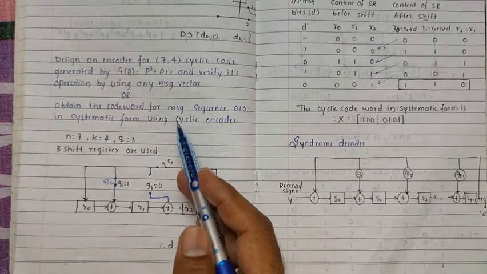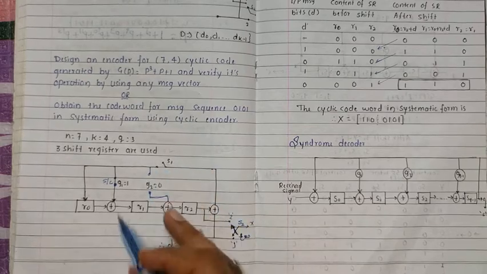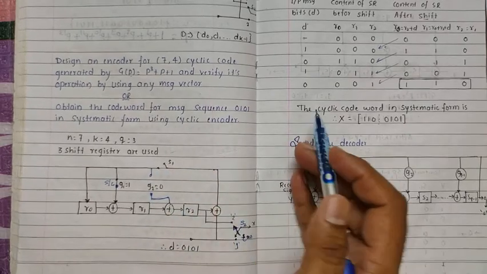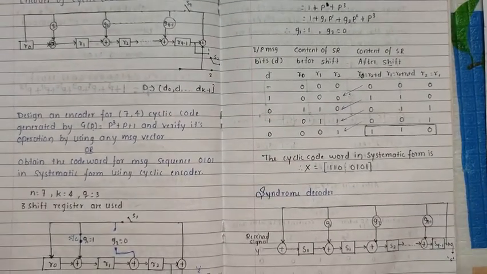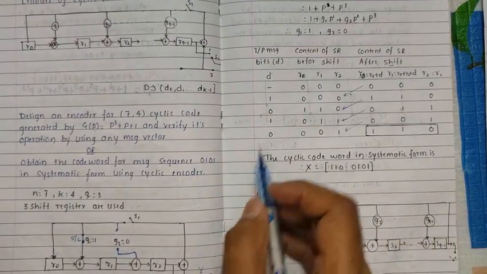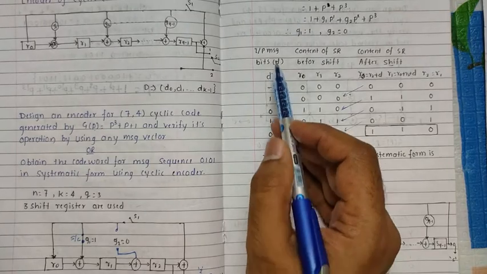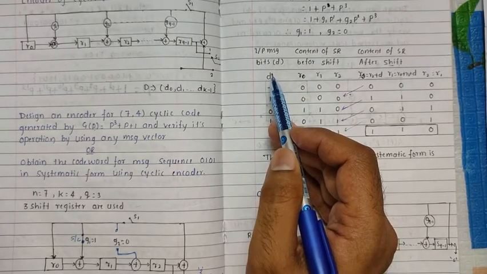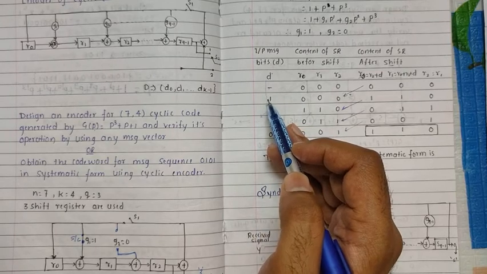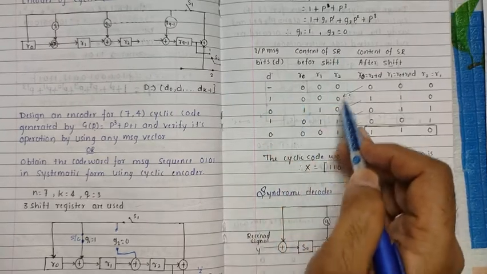Now how to get the final code word from this design? Let's see how exactly this design is supposed to work. For that we are going to draw one table. The first column of this table is input message bits. Here we are looking at which input bits we are applying to this design. Then the second column will be the content of the shift registers.